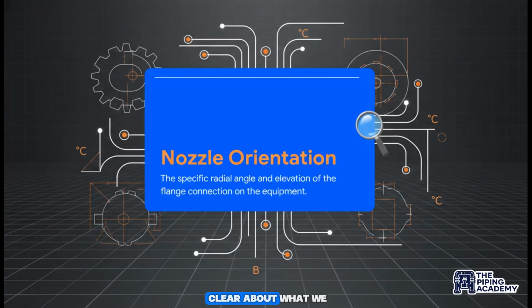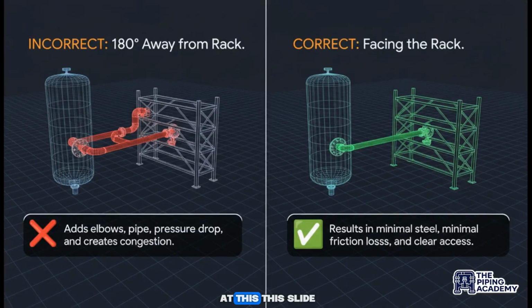So let's be really clear about what we mean by nozzle orientation. We're talking about the specific radial angle and the elevation of that flange connection on the equipment. Every single degree of rotation matters, every millimeter of elevation, and it's your job to define it. Now, take a look at this. This slide shows the impact so clearly.